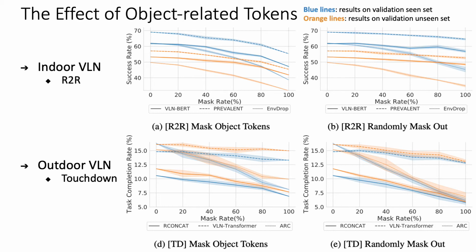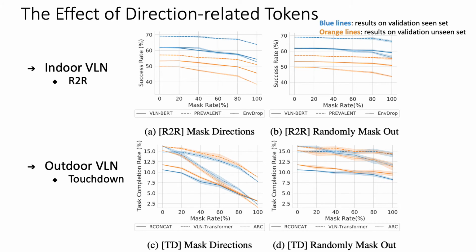However, when we compare figure D and figure E results on the Touchdown, we notice in surprise that masking out the object tokens has a weaker impact on task completion rate than masking out random tokens. This suggests that current outdoor navigation agents do not pay much attention to the object tokens in Touchdown instructions when making decisions.